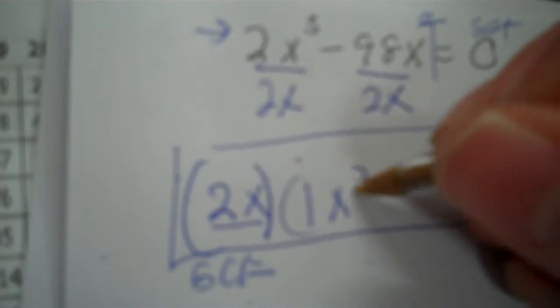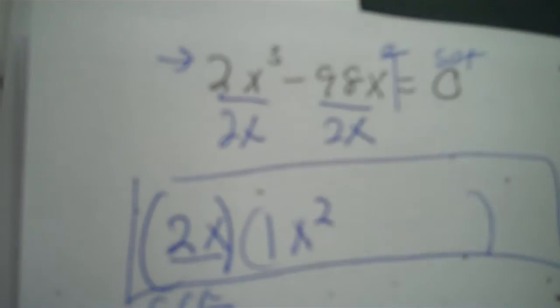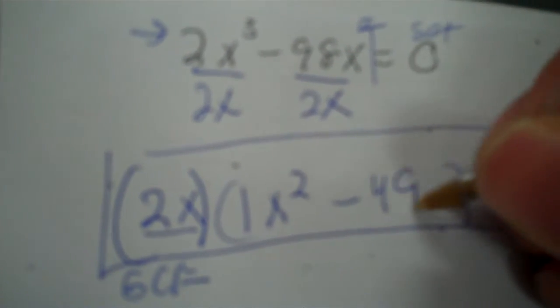Okay, so go up and divide by 2x. So that's 1. X divided by x is x to the second. Negative 98 divided by 2 is negative 49. And then x divided by itself cancels. Okay, now you bring that 2x over.